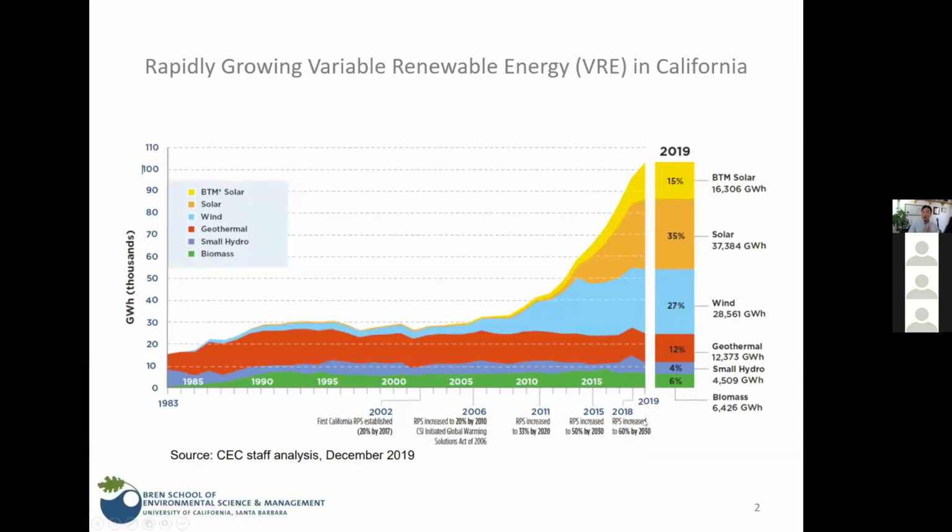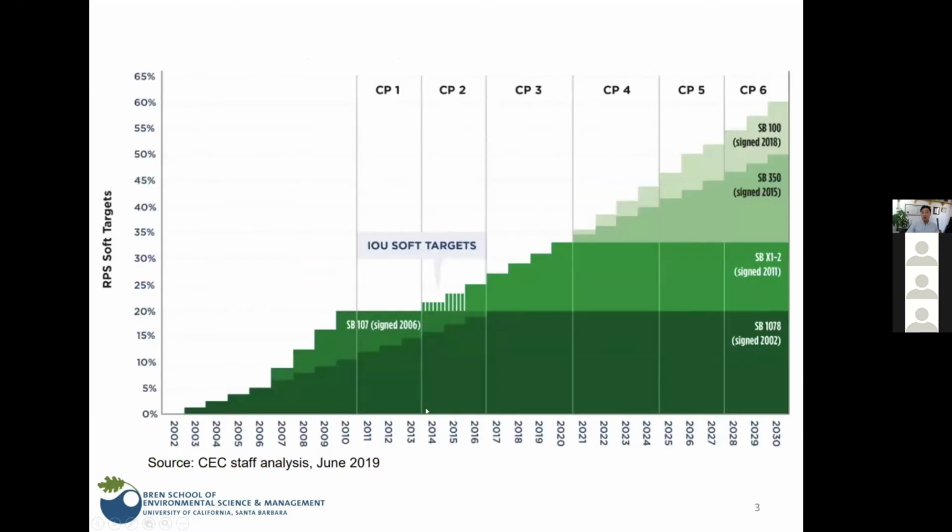So let's start with variable renewable energy. As we all know, variable renewable energy is growing rapidly. In California especially, there is quite significant growth in solar and wind in recent years. And the growth is set to extend further under the renewable portfolio standard targets. By 2030, we are expecting about 60% of our electricity to come from variable renewable energy. Currently, it's about 30%. We are slightly overachieving that 30% target.